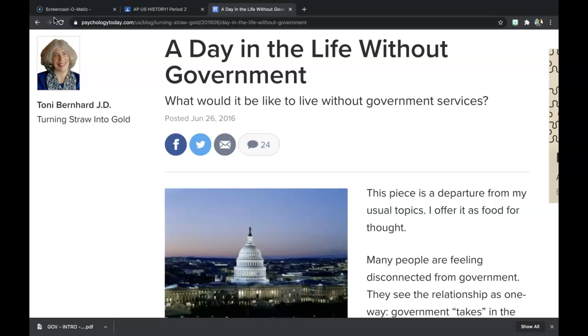But what if that were all stripped away? What if there was no government? Or what if government suddenly dissolved? Let's go ahead and look at this. Please, before we begin, make sure you have your Google Doc open and answer the key concept questions that appear.